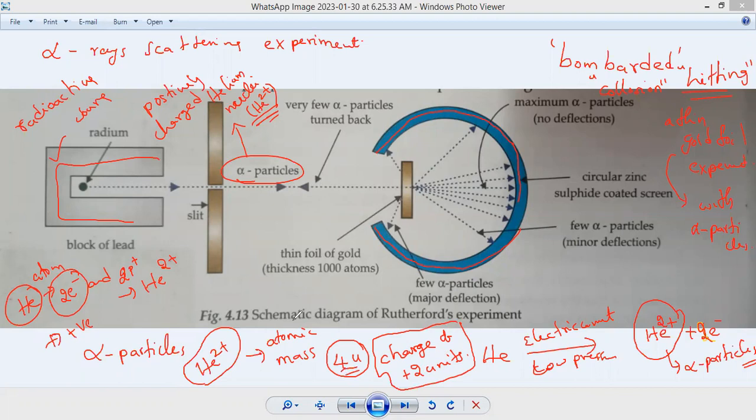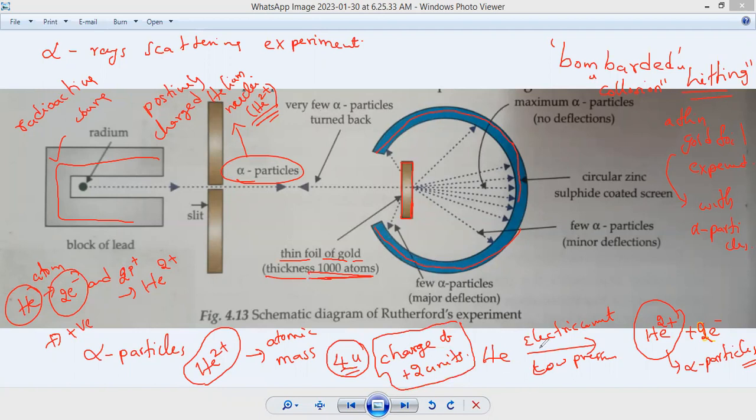So now this is what he has taken. Have you noticed here one yellow-colored thing? What is the name of this one they mentioned? A thin foil. What is this thin foil called? Here you can see a thin foil. It is gold foil. Almost the thickness of the thin foil is about how many atoms? Almost 1,000 atoms. Why gold? You might have studied the physical properties of gold.